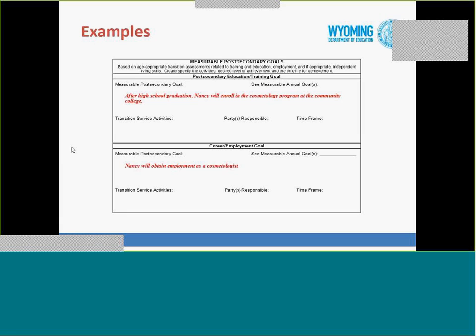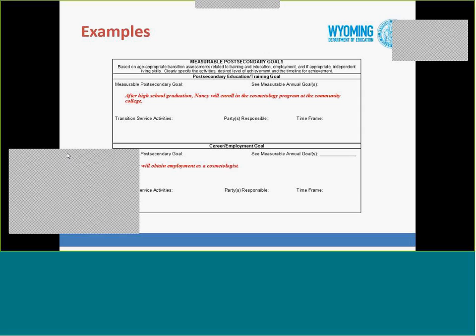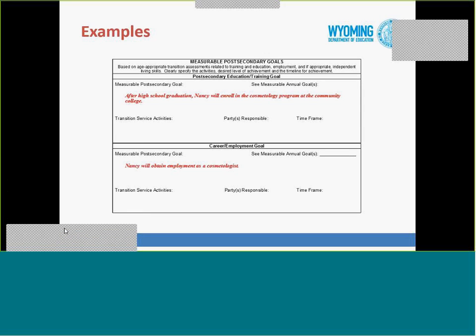Now we've put together some examples. These are ones that we pulled directly from IEPs, some of them. We like to highlight what we consider to be a post-secondary goal that is in compliance, but also follows best practice. A good example of a measurable post-secondary goal is: after high school graduation, Nancy will enroll in the cosmetology program at the community college. And a measurable post-secondary goal for career and employment is: Nancy will obtain employment as a cosmetologist.